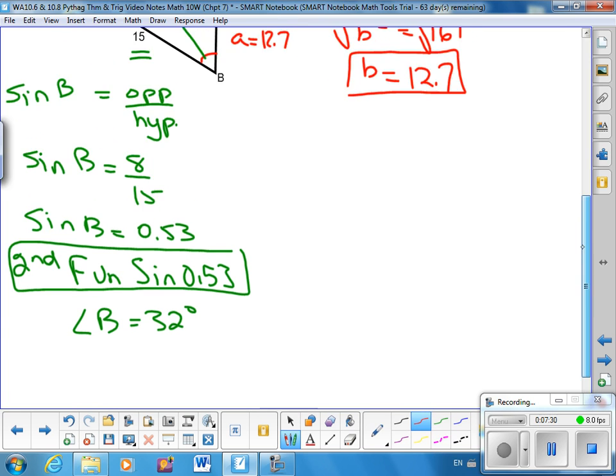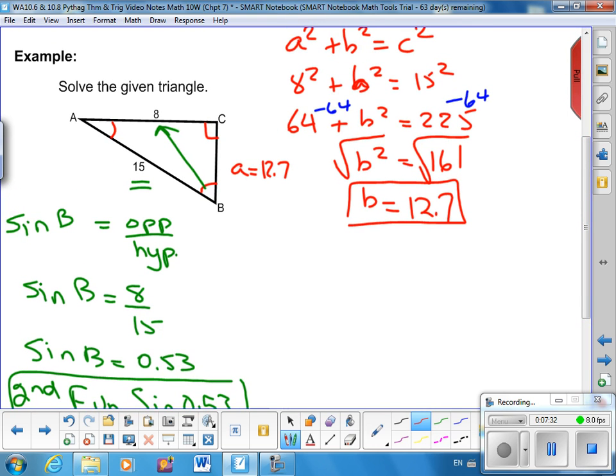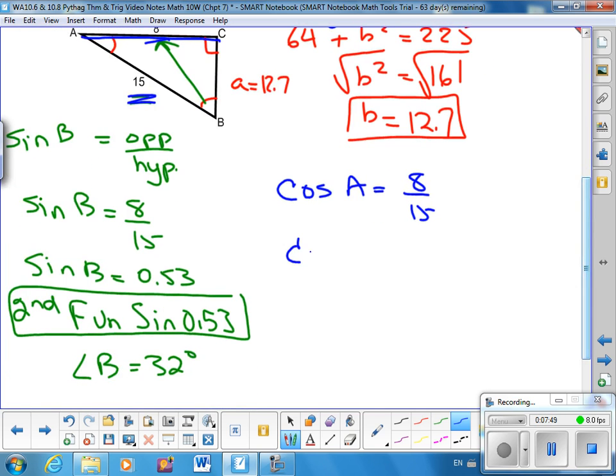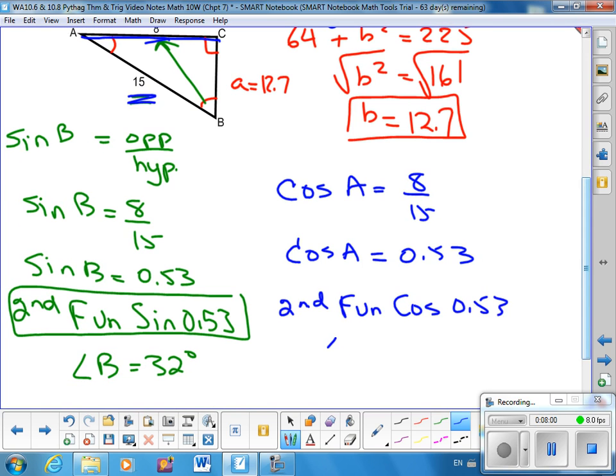We're going to use the cos function to find A, because that way I still am using these two given numbers, because 8 is the adjacent. So this time I'm going to use cos of A is 8 over 15. Notice that I have the same ratio, and I'm actually going to have the same decimal. But I'm using a different function. I'm using the cos function. So second function, cos, 0.53, will give me angle A equals 58 degrees.